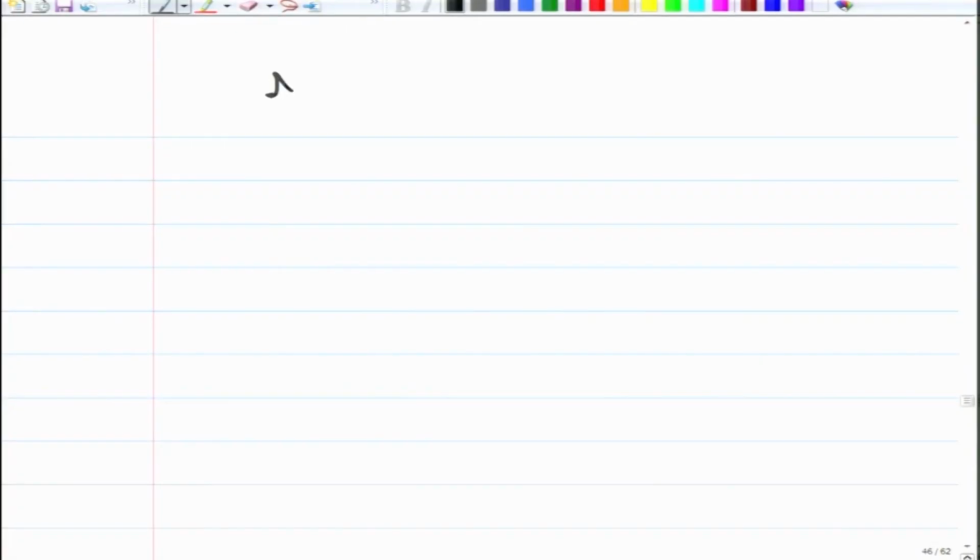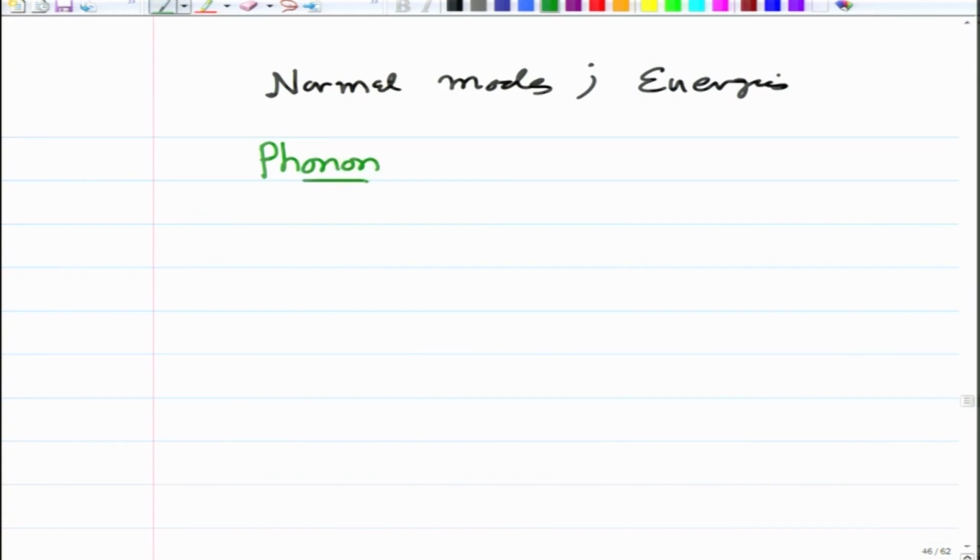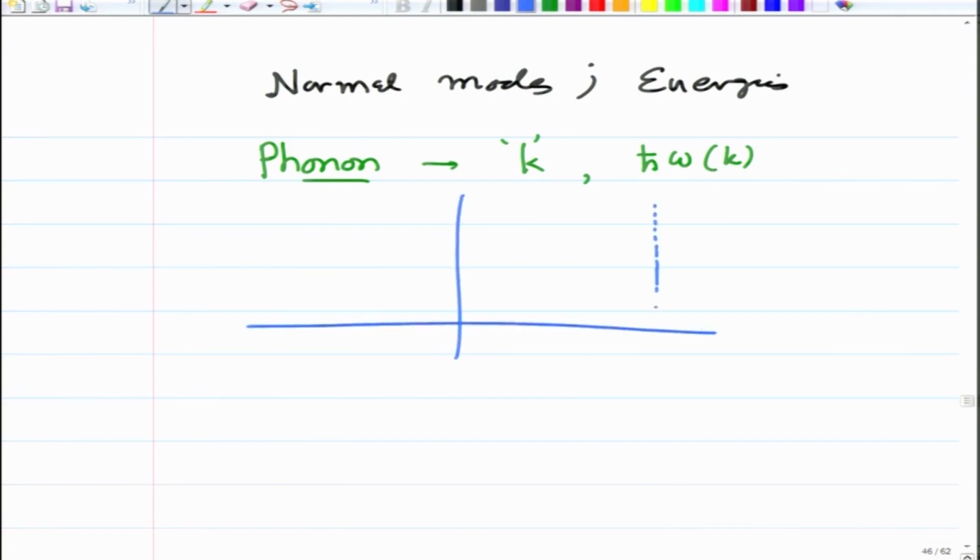In the previous lecture, we introduced the idea of normal modes, their energies, and most importantly the concept of a phonon, which is specified by k, the crystal momentum, and the corresponding energy ħω_k. The dispersion that we derived earlier under simple assumptions is a relationship between omega and k, and in the simplest form it looks like this.